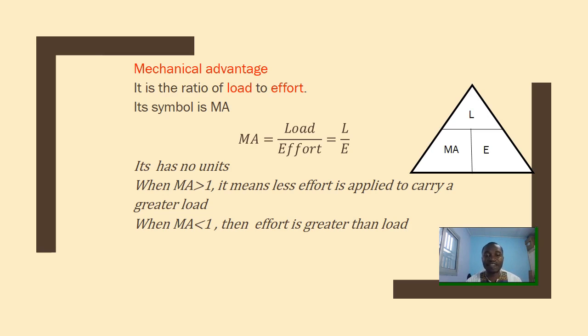When the mechanical advantage is greater than 1, it means that less effort is applied to carry a greater load. When mechanical advantage is less than 1, then the effort is greater than the load. So now we have a triangle here. This triangle helps us to always do calculations on mechanical advantage. If they have given us load and effort, we can always get the mechanical advantage. This line here stands for division, and this line here stands for multiplication.